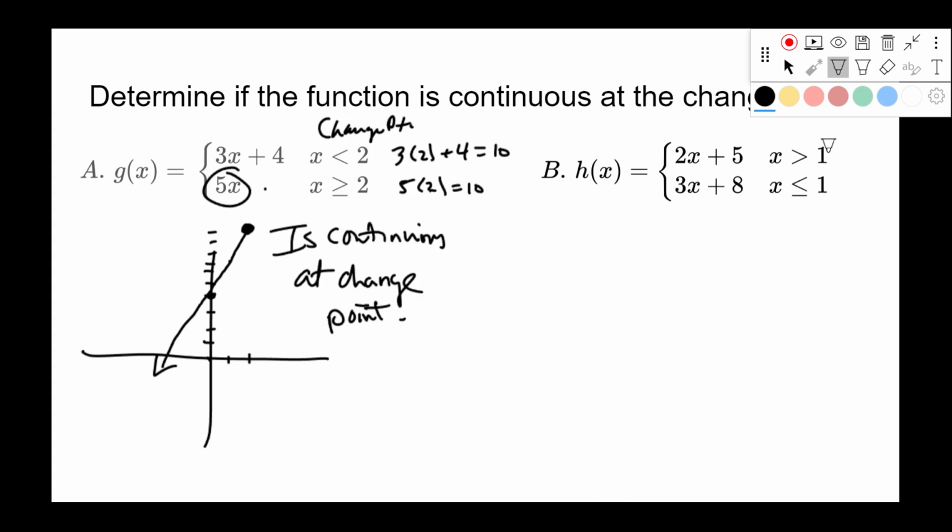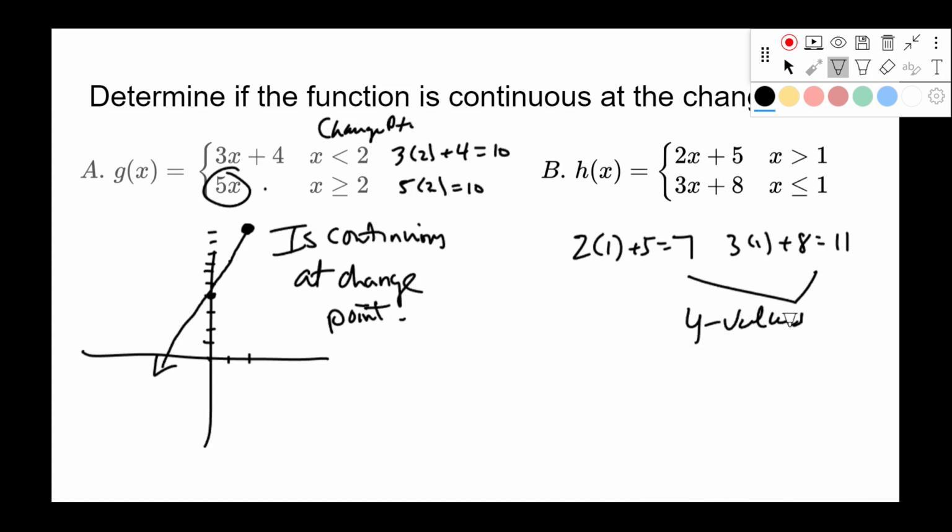So for h of x, same idea. If I were to take 1 and plug it into the top piece, now I know I'm not allowed to, but I'm doing it just to see what its y value is. It gives me 7. But if I put 1 in the bottom piece, it gives me 11. The y values don't match. They don't match at the change point, which means that at x equals 1, on this top piece, you're going to have a point at 1, 7. It's going to be open. And then on the bottom piece, the point's going to be at 1, 11 up here. So you have to jump to get from one piece to the next. This is discontinuous at the change point.